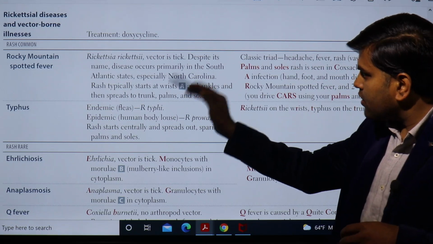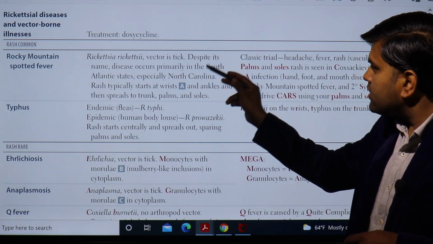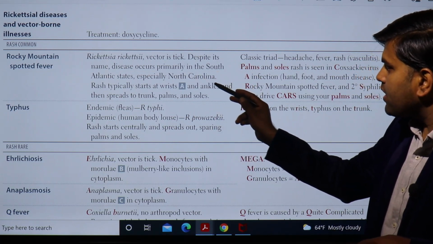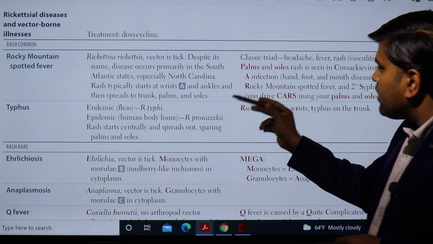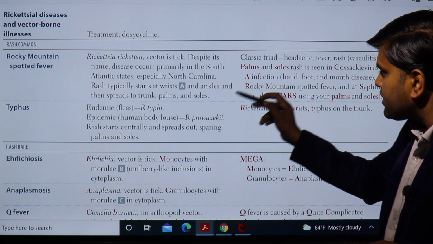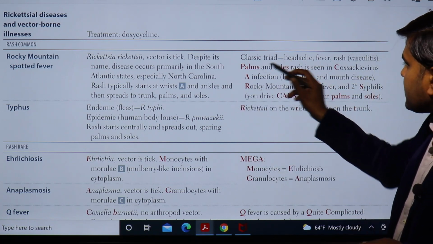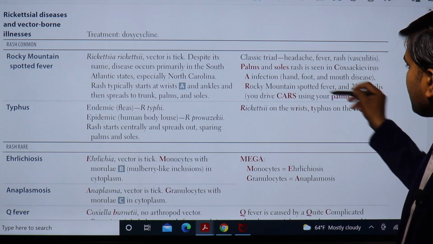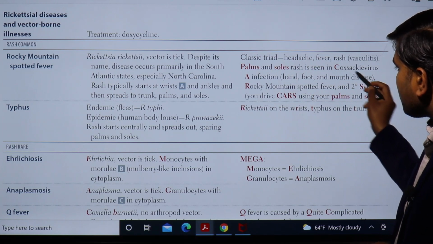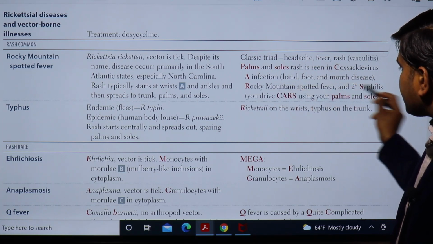So let's talk about Rocky Mountain spotted fever. The bacterium is Rickettsia rickettsii and the vector is the tick. Despite its name, the disease occurs primarily in the South Atlantic states, especially North Carolina. The rash typically starts at the wrists and ankles and then spreads to the trunk, palms and soles. Remember the classical triad of headache, fever and rash, which is due to vasculitis.